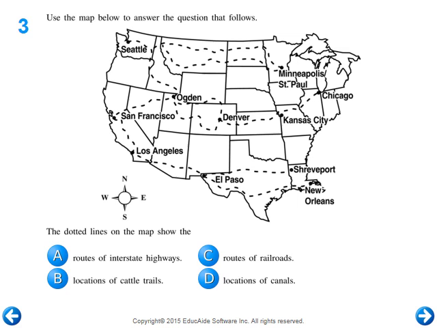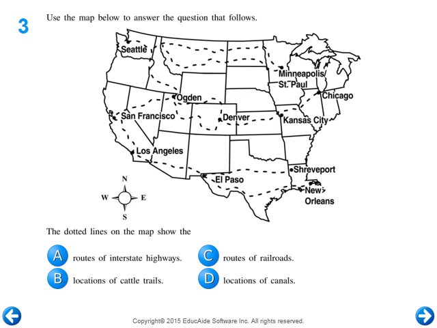All right, the dotted lines on the map show what? Now this is a partial map of the United States. Are these interstate highways, locations of cattle trails, routes of the railroads, or location of canals?